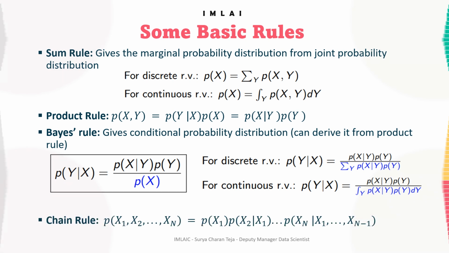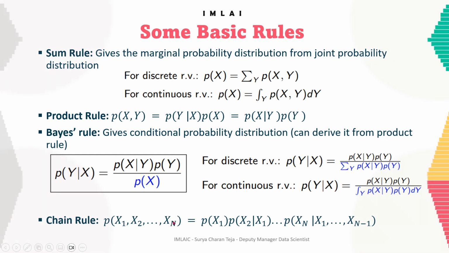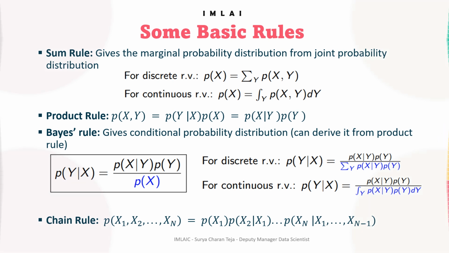Next, it's time to look into chain rule. The chain rule is used to compute the joint probability of several random variables by multiplying conditional probabilities. For a set of discrete random variables x1, x2, x3, and so on xn, the chain rule can be expressed as follows.